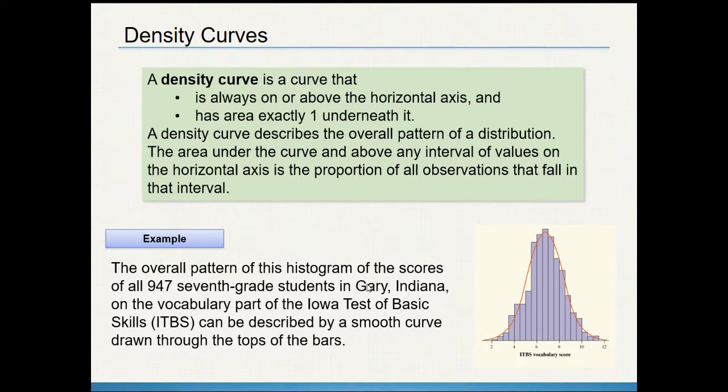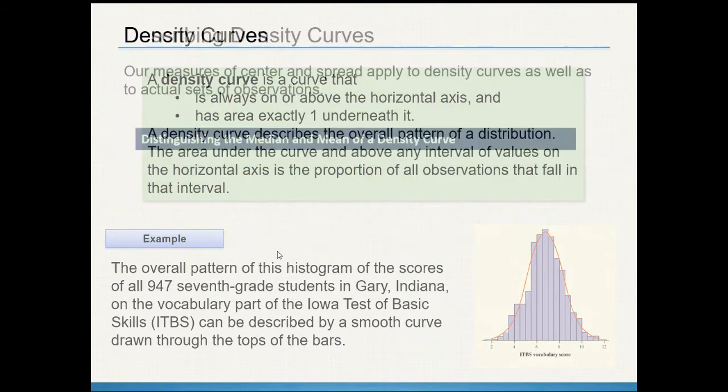For example, the overall pattern of the histogram of scores of all the 947 7th grade students in Gary, Indiana, on the vocabulary part of the Iowa Test of Basic Skills can be described by a smooth curve drawn through the tops of the bars. So this is some sort of standardized test. Not really sure of all the context of it, but anyways, it's standardized test scores here, and you can see that it can be described by that smooth curve that they've drawn over the bars. And it's not perfect by no means, as you can see, but that curve is an estimate for this distribution.